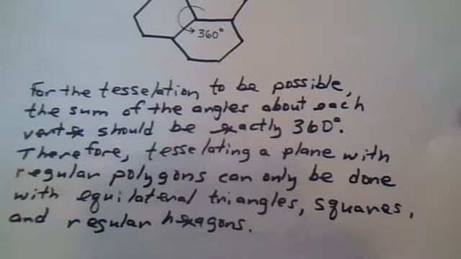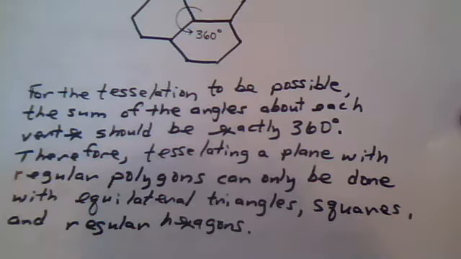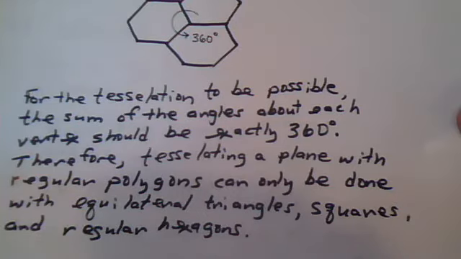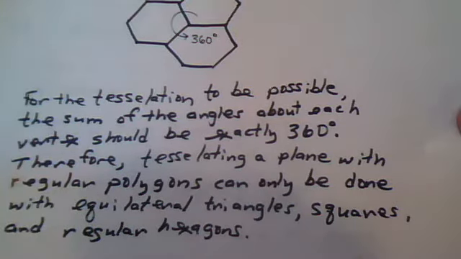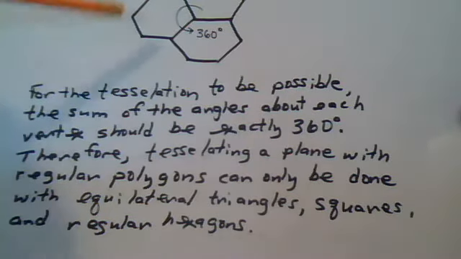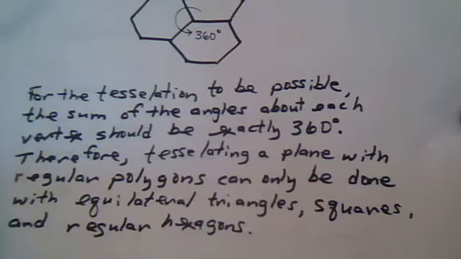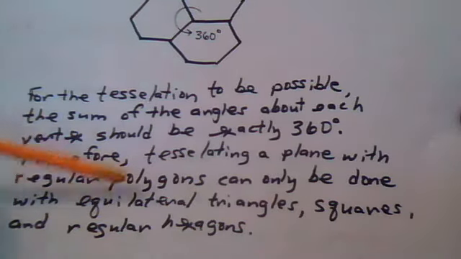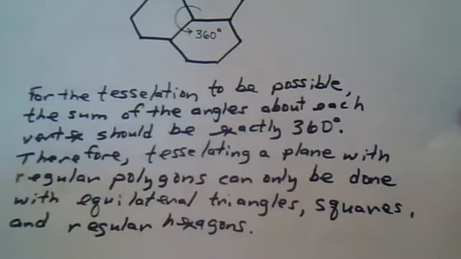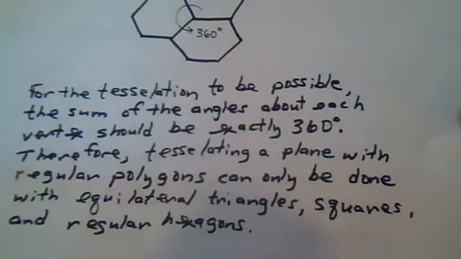Therefore, tessellating a plane with regular polygons can only be done with equilateral triangles, squares, and regular hexagons. So if you're going to use regular polygons, you could only tessellate, or tile if you like, with equilateral triangles, squares, or regular hexagons. Notice the pentagon was not mentioned. Let's find out why.